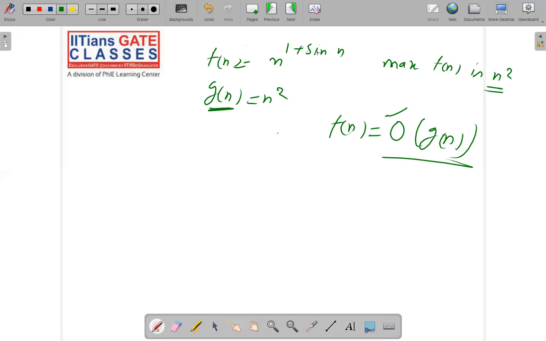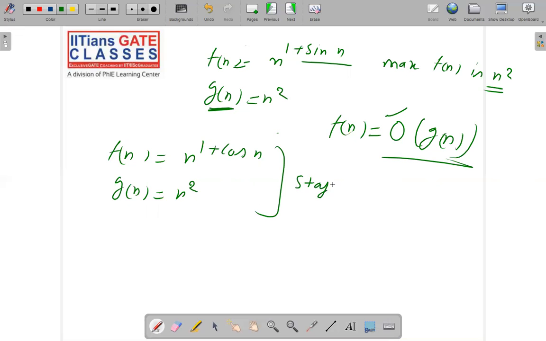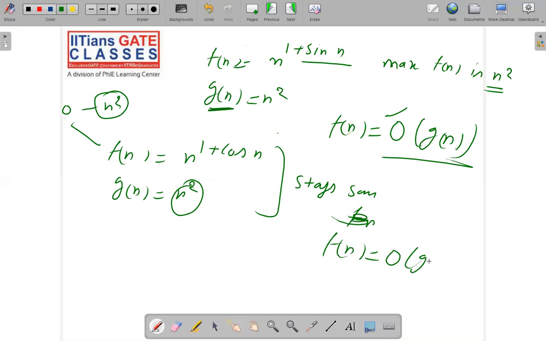Clear? So you can replace sin n with cos n also. If you say that Fn equal to n plus cos n and Gn equal to n square, the relation stays the same. The value of Fn lies between 0 and n square. The maximum value could be n square. Here, Gn is already maximum compared to Fn. So the relation is Fn equal to order of Gn.